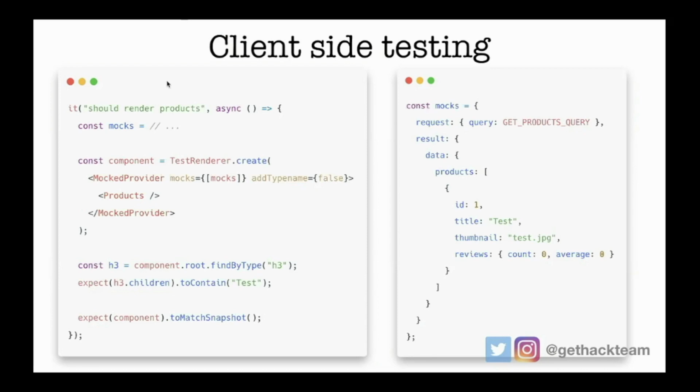And we can also use snapshots for this, but I'm not really a fan of snapshots. So I would probably prefer to go just by seeing: is the title set correctly? Do I have the correct amount of products rendered? These are all things you can easily test client side.